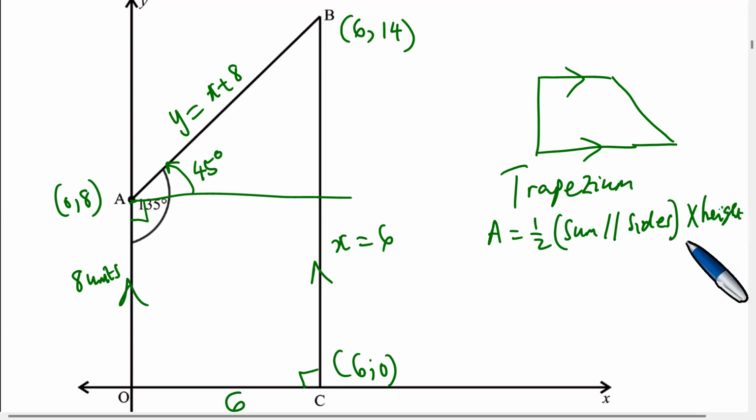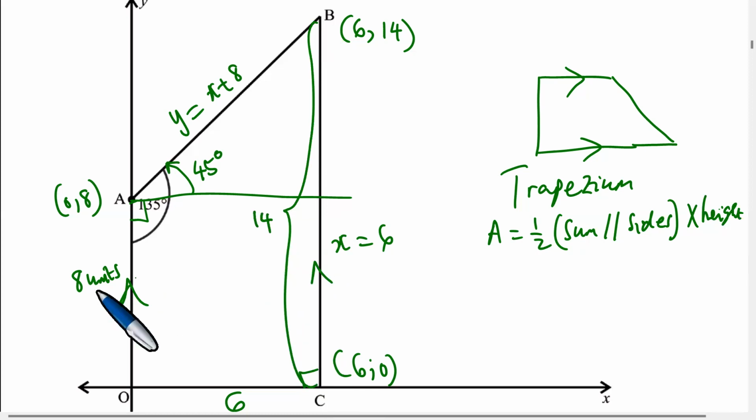So, if this is the case, what are the parallel sides? They are 8, and the length from here to there is exactly 14. So it's 8 and 14. Those are the parallel sides, and then you multiply by the perpendicular height. The perpendicular height is 6 units.